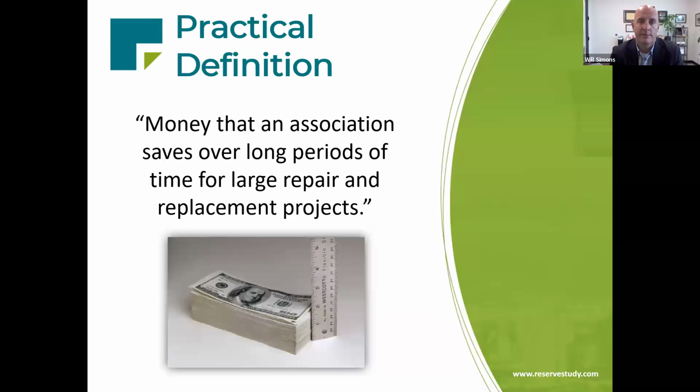So for now, we'll just keep this as our general basic definition. Okay, reserve money is there for an association to save over a long period of time for major repairs and replacements. Okay, now there's a couple things that I'm not saying, right? I did not say that you could spend reserve money on capital improvements, on paying your insurance deductible, or really any other purpose. Now, there are cases where that's permitted, but that should not be your default approach.